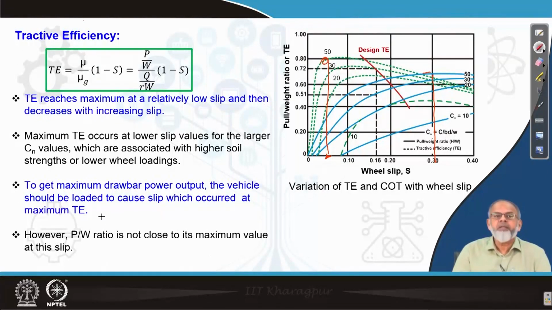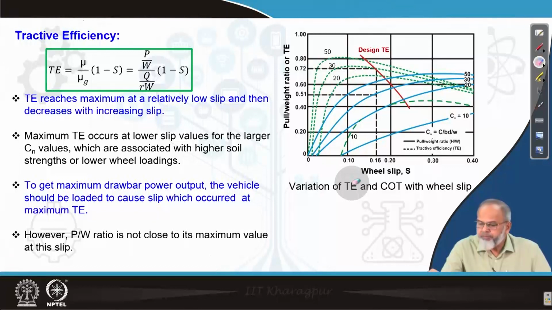So that's why in the end I have a P by W ratio, that is COT ratio. Coefficient of traction is not close to its maximum value at this slip. If this is the maximum tractive efficiency, the slip corresponding to maximum tractive efficiency, at here only you are getting 0.3, whereas at 30% you are getting near to 0.72. So you have to make a compromise between maximum COT and maximum tractive efficiency.